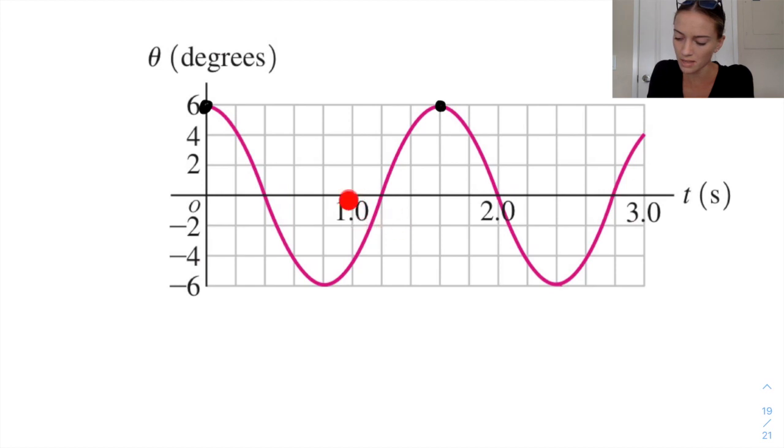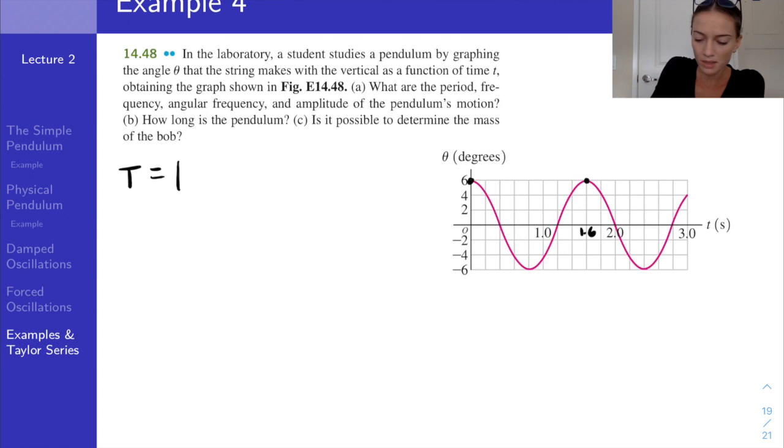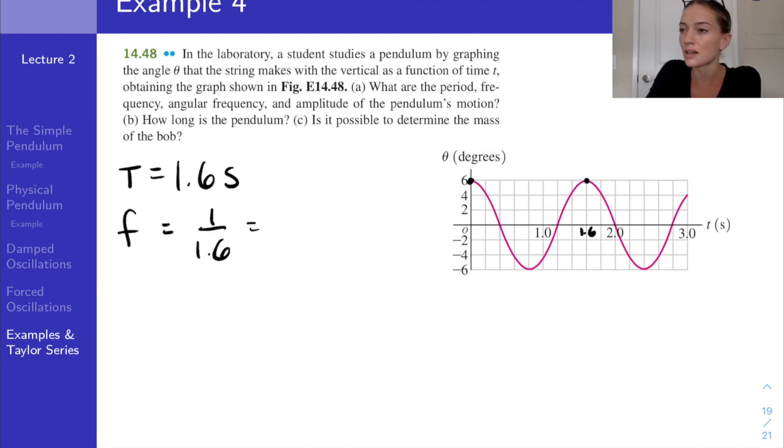Each of these boxes, we have 1, 2, 3, 4, 5. So they're each 0.2. So we have 1, and then 1, 2, 3. So this is at 1.6. So the period is 1.6 seconds. And then the angular frequency, let's do the frequency first. So the frequency will just be 1 over that, which will give us 0.625 hertz.